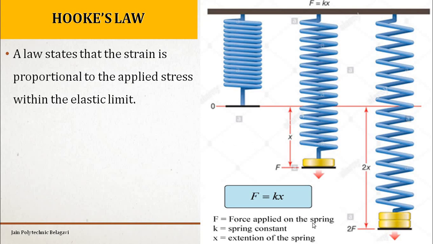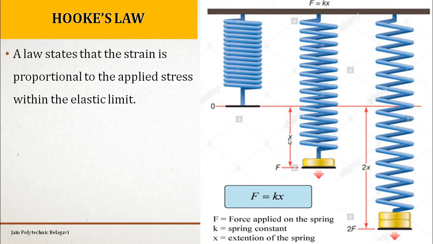So F is the force applied on the spring, K is the spring constant, and X is the extension of the spring. So what is K? You will understand what exactly it is. This is nothing but the spring constant. Consider this 2 in 2x, this 2 is nothing but the constant, right? Similarly, if this spring is pulled with double force, that double is nothing but K here. That 2 is nothing but the spring constant. Okay, we will understand it in a simple manner.